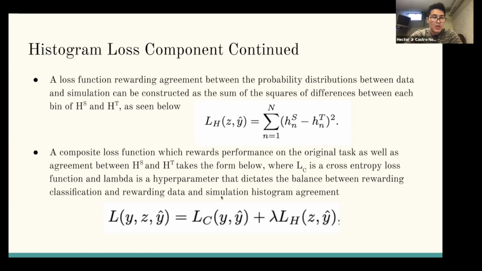A loss function rewarding agreement between the probability distributions of data and simulation can be constructed as a sum of the squares of differences between each bin of h of s and h of t, as seen below. A composite function, which rewards performance on the original task as well as agreement between h of s and h of t, takes the form below, where L of c is a cross-entropy loss function, and lambda is a hyperparameter that dictates the balance between rewarding classification and rewarding data and simulation histogram agreement.